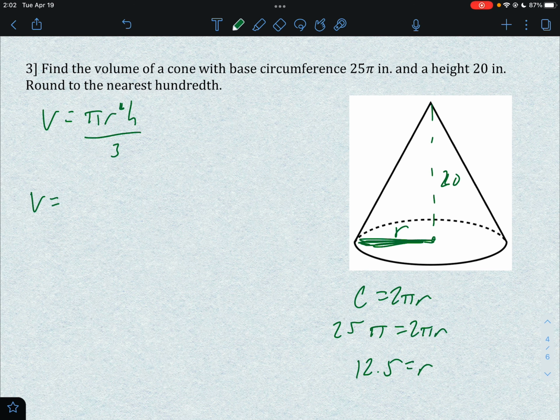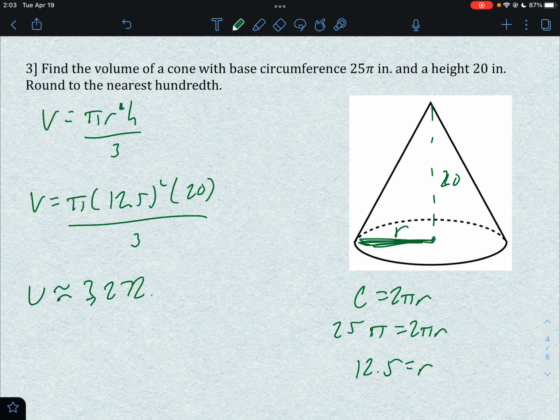So that goes into our formula, pi r squared h over 3. It says round to the nearest hundredth. So we're going to type all this into our calculator exactly how we see it. And we should be getting 3,272.49 cubic inches.